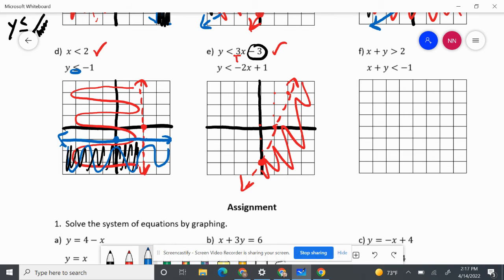For our second, +1, so we're putting a +1. -2, or -2/1. So we're going to go down 2 to the right 1. We're going to draw a dashed line. Less than means that we shade below. And where the two shadings meet, that would be our answer. So it would be right in here.